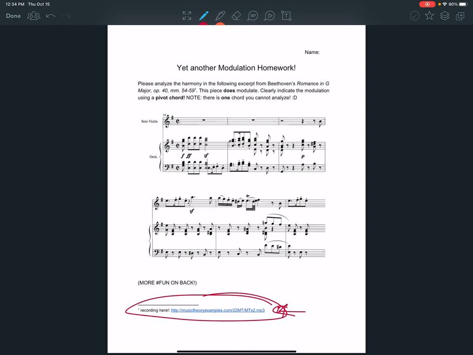For this one, clearly indicate the modulation with a pivot chord. There is one chord you cannot analyze. Ooh, exciting. See if you can find that one. I'm not trying to be particularly coy or sneaky with these sorts of things, but I do think it's important to leave things like that in the homework. So go and try and find it. See if you can't analyze it. And just put a little question mark or a smiley face by it.